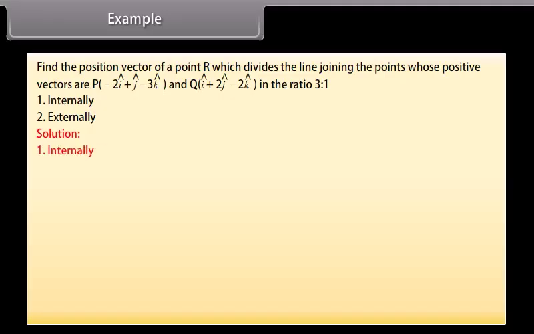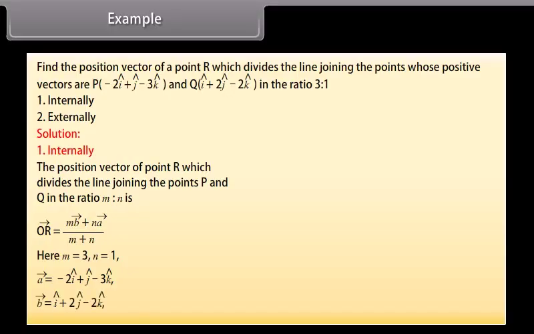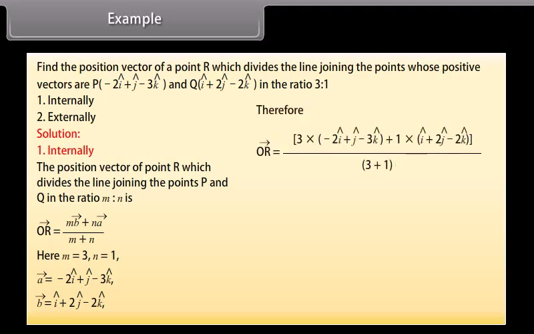Solution: 1 internally. The position vector of point R which divides the line joining the points P and Q in the ratio m:n is vector OR equals (m vector B plus n vector A) by (m plus n). Here m is equal to 3, n equals 1. Vector A equals minus 2 cap i plus cap j minus 3 cap k. Vector B equals cap i plus 2 cap j minus 2 cap k. Therefore, vector OR equals (3 into (minus 2 cap i plus cap j minus 3 cap k) plus 1 into (cap i plus 2 cap j minus 2 cap k)) by (3 plus 1) equals (minus 5 cap i plus 5 cap j minus 11 cap k) by 4, which is equal to minus 5 cap i by 4 plus 5 cap j by 4 minus 11 cap k by 4.